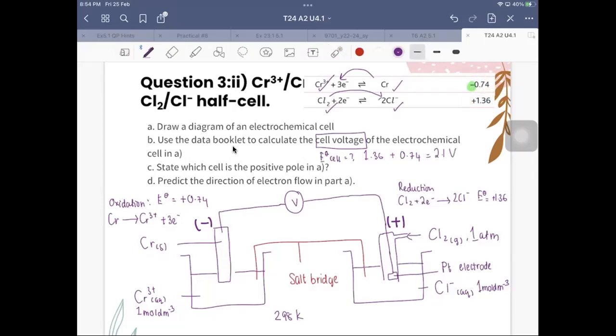Okay, state which cell is the positive pole. We've already done that. Predict the direction of electron flow in part A. So it flows from the chromium half cell to the chlorine half cell. Okay, you can either draw it in the direction. Just make sure you label flow of electrons. It makes sense because at the negative terminal, chromium metal is giving away electrons as it undergoes oxidation reaction.